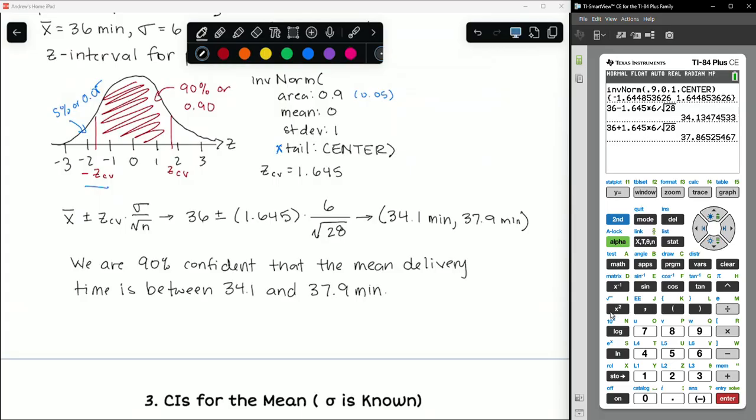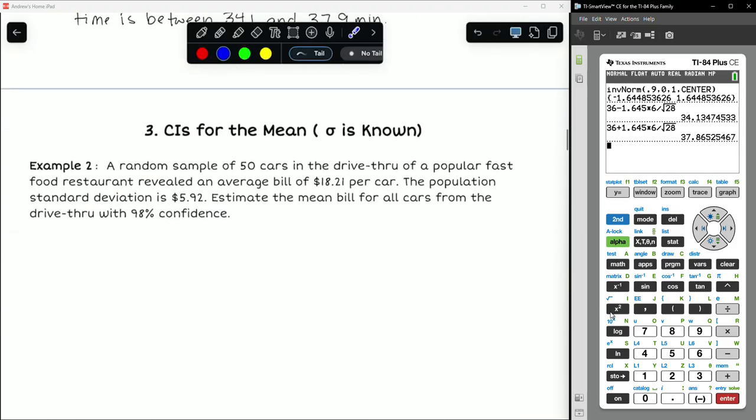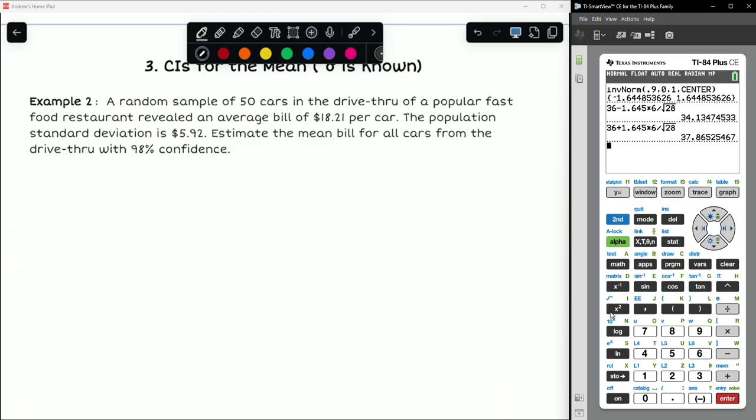Before I move on, you'll notice our sample mean was 36, and 36 sits exactly halfway between those two. If I go up, that's plus 1.9. If I go down, that's minus 1.9. So our interval should be symmetric about our point estimate, because we are adding and subtracting the same value, that margin of error in both directions. Let's do another one really quick, and then we'll go ahead and wrap up this video.